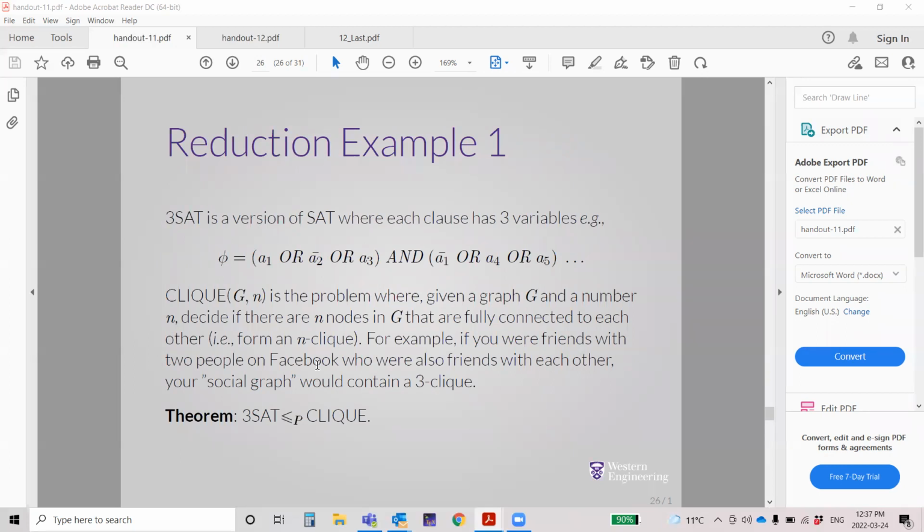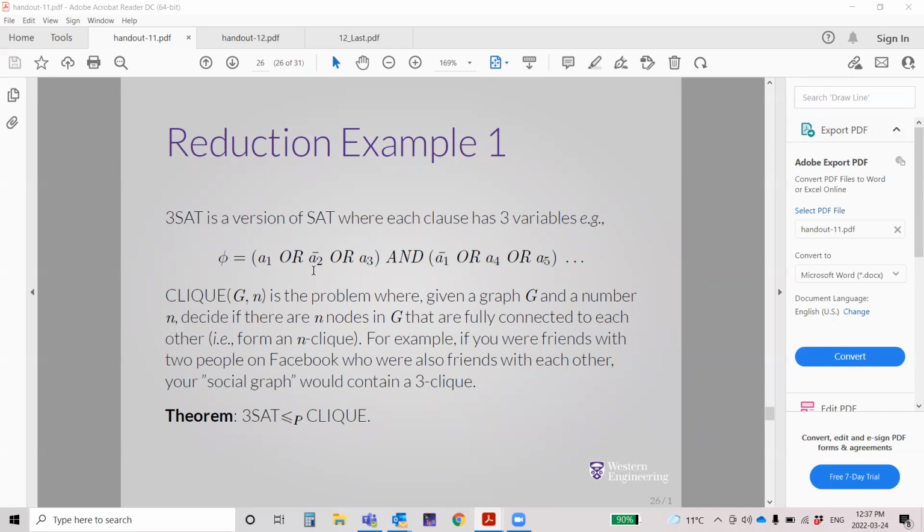What is a 3 SAT? It's a version of SAT where each clause has 3 variables. What do you mean by a clause? This is a clause. This is a literal, and these are the operations: and, or, and the complement, which is not. So A1 or the complement of A2 or A3, and the complement of A1 or A4 or A5, etc.